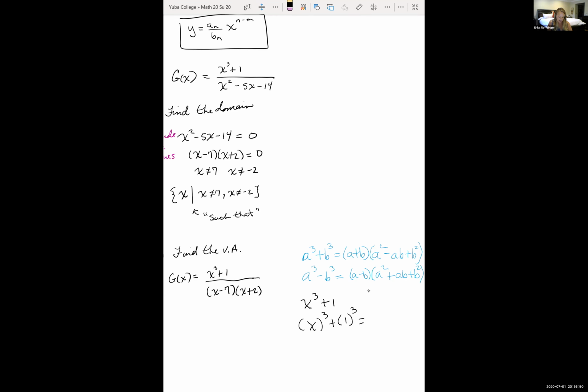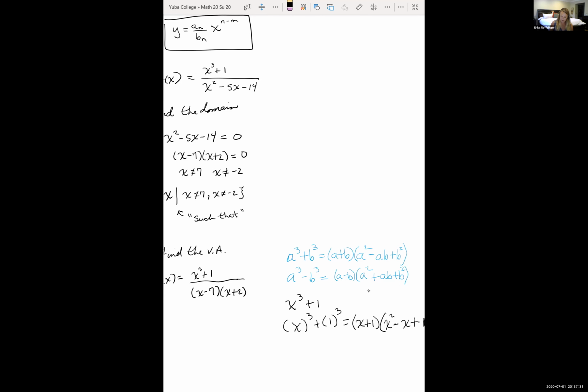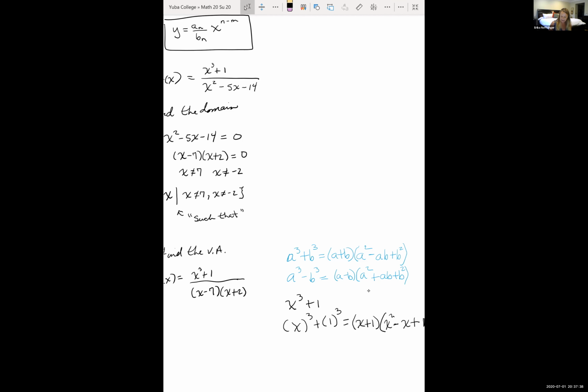So I know my a value in my case is x, and my b value in this case is 1. And so this will be factored as x plus 1. So right there, that's not a factor of this, x minus 7 or x plus 2. And then we have whatever your a value was, in this case x squared. Always the opposite sign, so it's minus ab. So a is x, b is 1, 1 times x, or x times 1 is x. Always positive, plus this b value, which is 1 squared. 1 squared is 1. And there's no number that multiplies to give you positive 1 and adds to give you a negative 1.